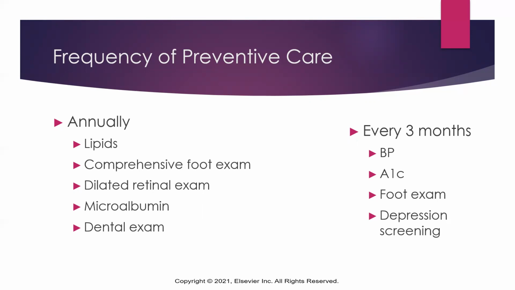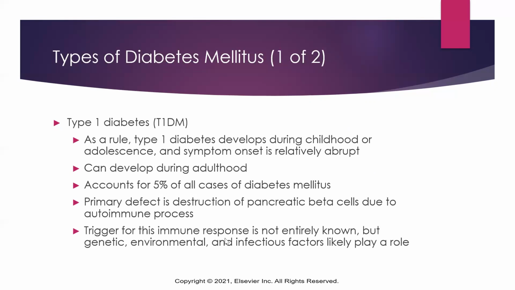Every 3 months, we are still bringing them in. We want documented blood pressure, A1C, foot exam, and then why are we doing a depression screening? Because it sucks to have diabetes. I think it sucks to have any chronic condition, right? Any chronic condition, we can probably add a depression screening on there and it's going to be well warranted.